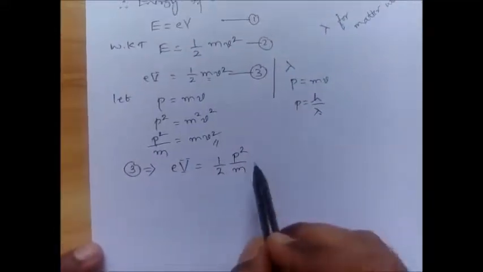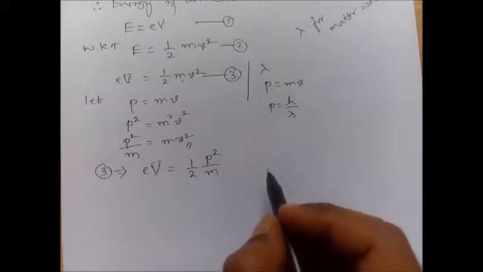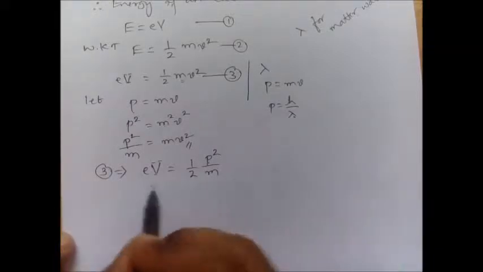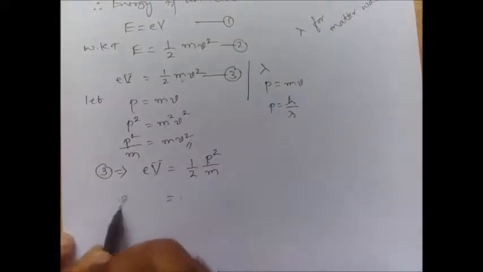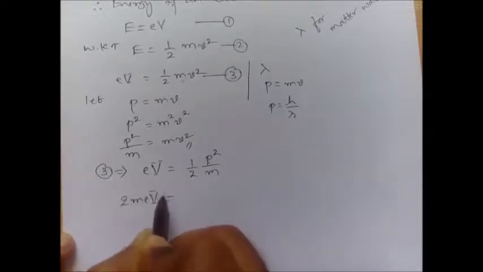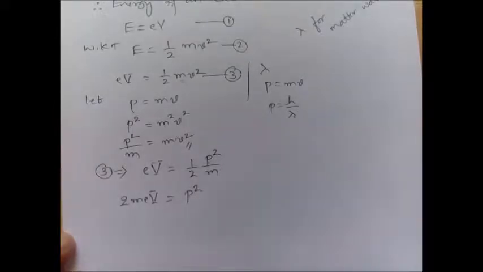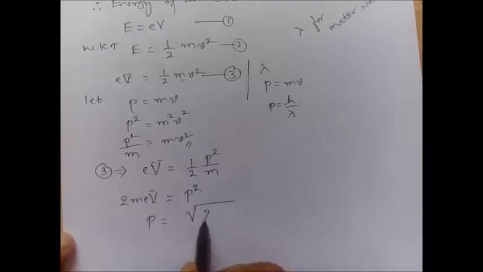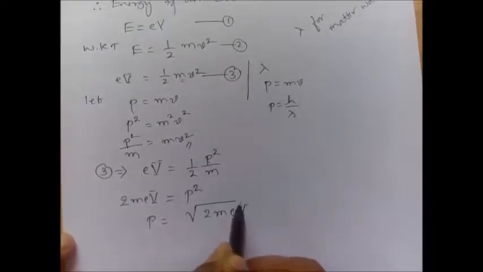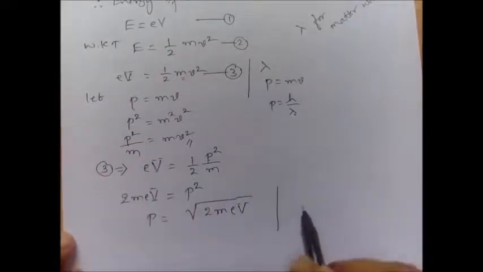Now what we should do is replace this p by this equation. Let us take all the terms to this side. This is 2mE into capital V, and we remain with p square on this side. And p is equal to square root of 2m e into V, right? Then let us substitute.